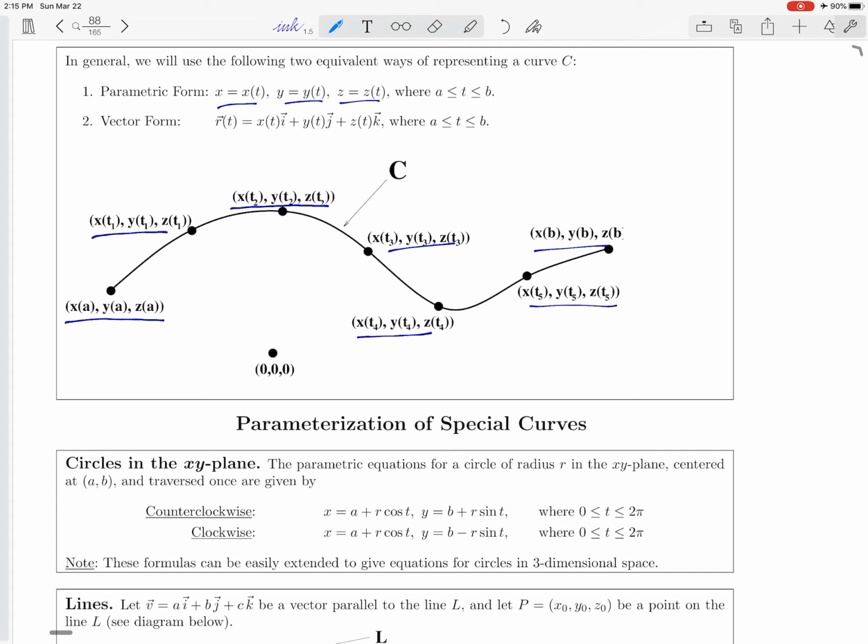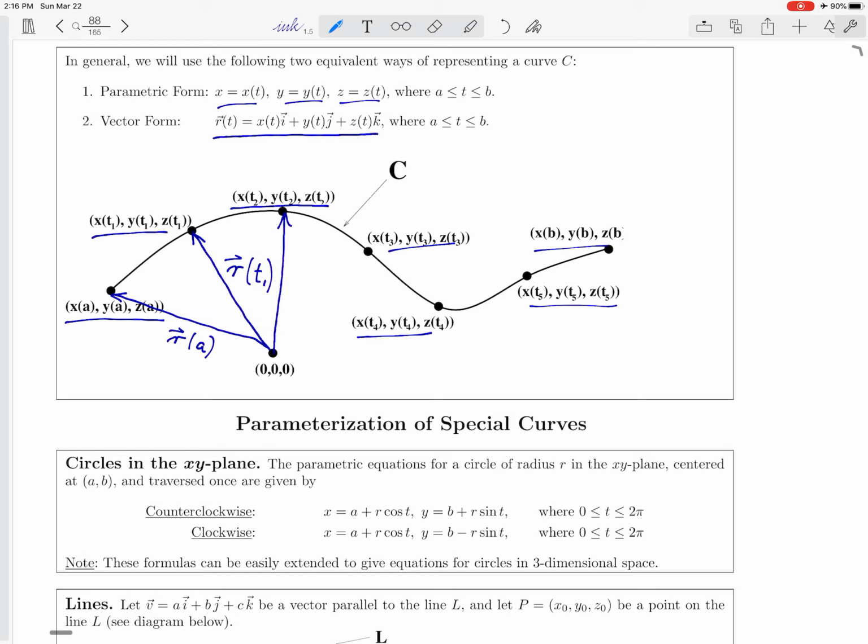The second way to describe the same curve is in vector form, by giving an expression for the vector from the origin to the point that our particle is at. So for our starting point, we would get the vector right here. So the vector r of a. And then for our first point along the way, we have r, and now we plug in t1.